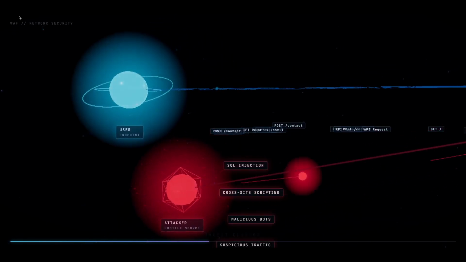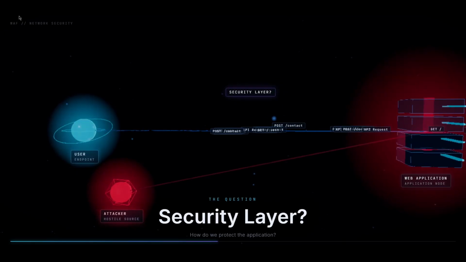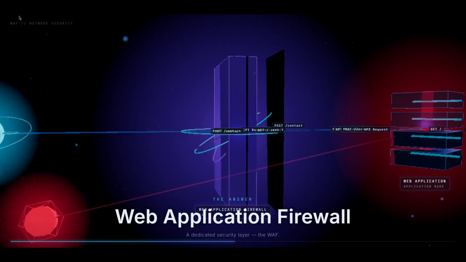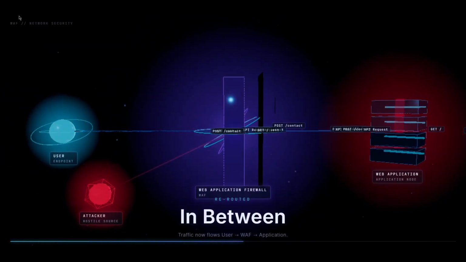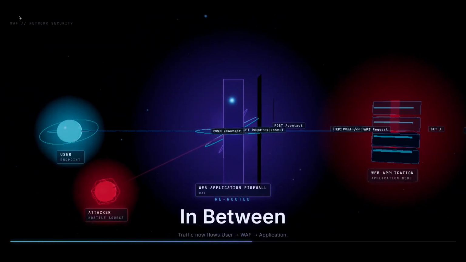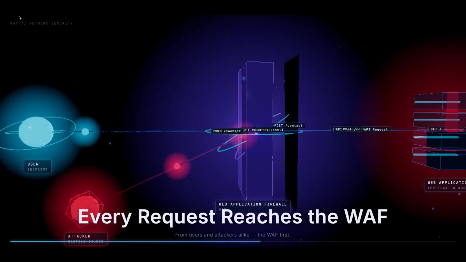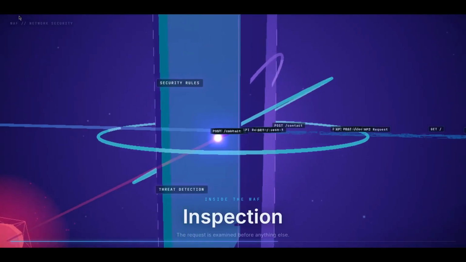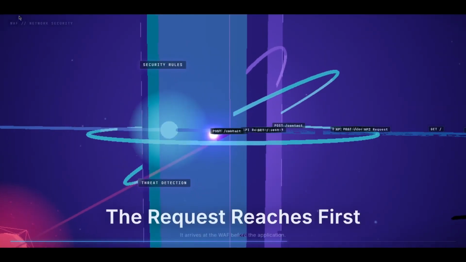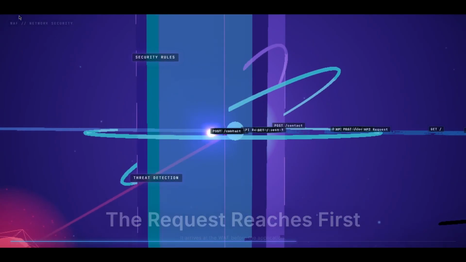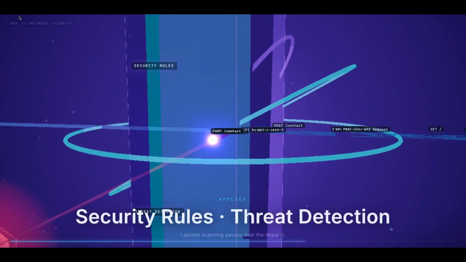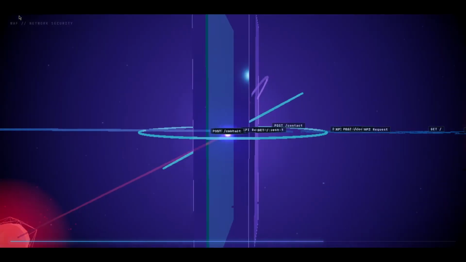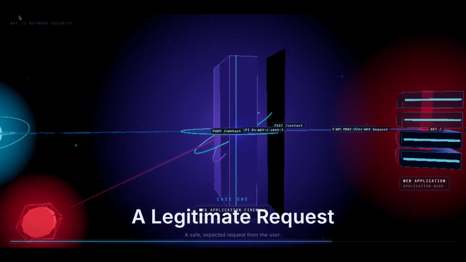So, how do we add a security layer between the incoming traffic and our application? This is where a Web Application Firewall, or WAF, comes in. Instead of allowing the traffic to reach the application directly, we put the WAF in between the user and the application. Now, every request reaches the WAF first. The WAF can inspect the incoming request and decide whether it should be allowed or blocked. It applies its security rules and threat detection mechanisms, and based on that inspection, it can make a decision about what happens to the request.